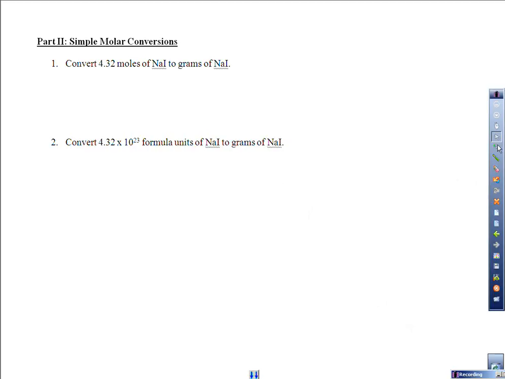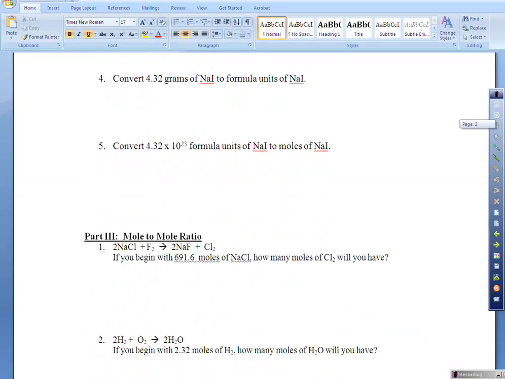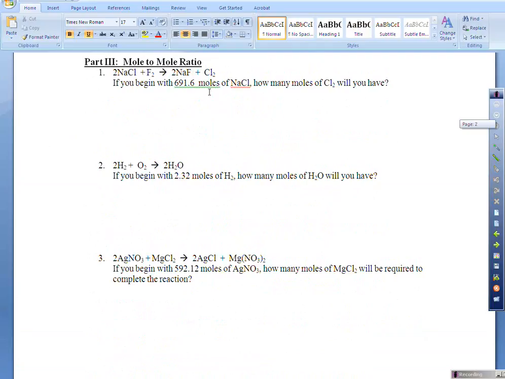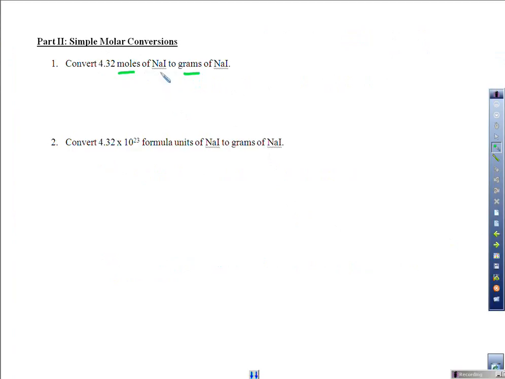Okay, so with this problem right here, what we have going on is we're going from moles to grams. Now what distinguishes this type of problem from these problems right here is you're going from moles to moles of something else. You start off in NaCl, you end in Cl2. But with the problem that we're working on right now, we're starting in moles of NaI and we're ending in grams of NaI. So we do moles of NaI, and it's just a simple mole conversion.